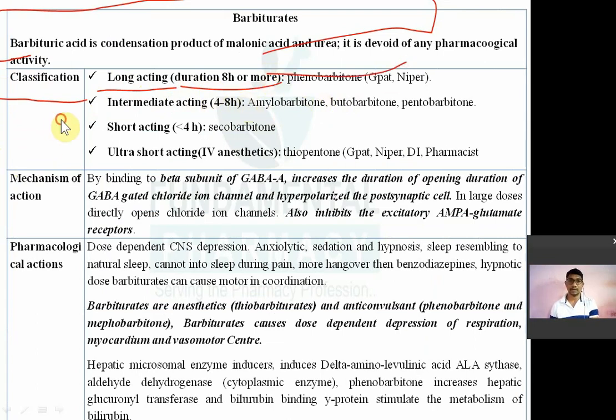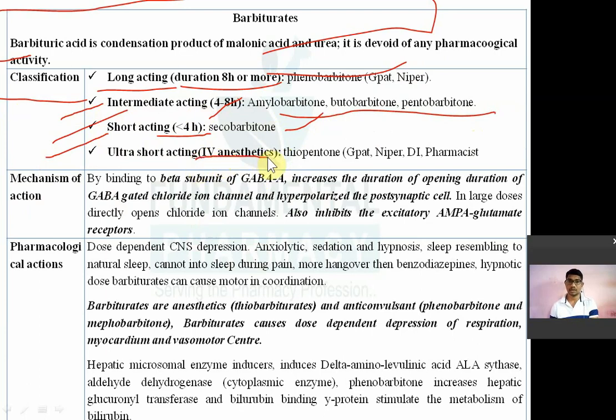Intermediate acting will act for around 4 to 8 hours. Examples are amylobarbital, butabarbital, pentobarbital. Short acting barbiturates have a duration of action of less than 4 hours. If the duration of action is less than 4 hours, that is short acting. For example, secobarbital.